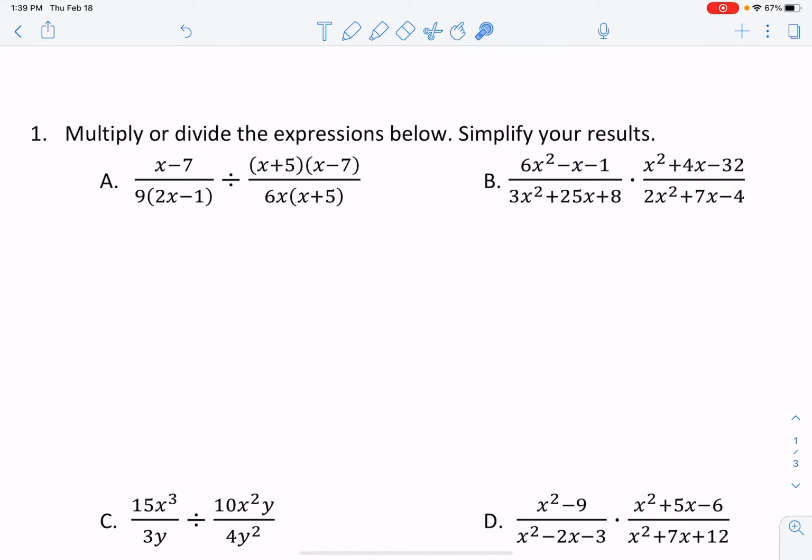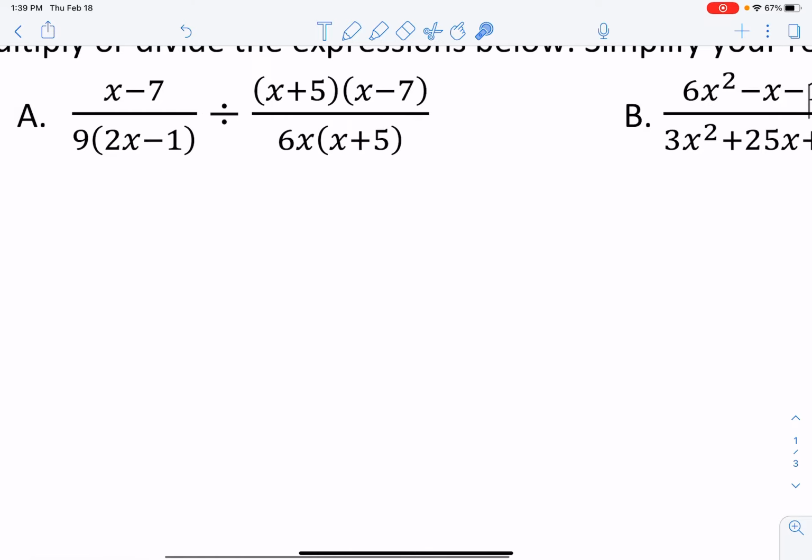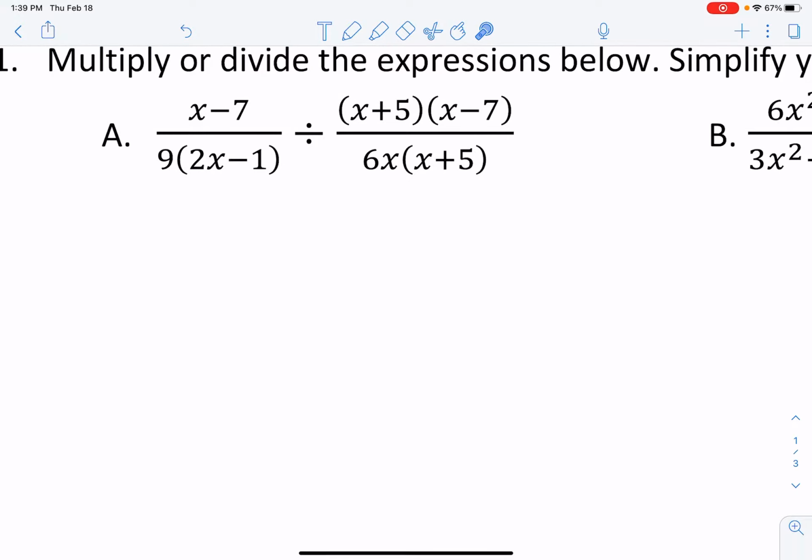The very first one is asking us to multiply or divide the expressions below and to simplify our results. Looking at part A, we have (x minus 7) over 9 times (2x minus 1), divided by (x plus 5) times (x minus 7) over 6x times (x plus 5).